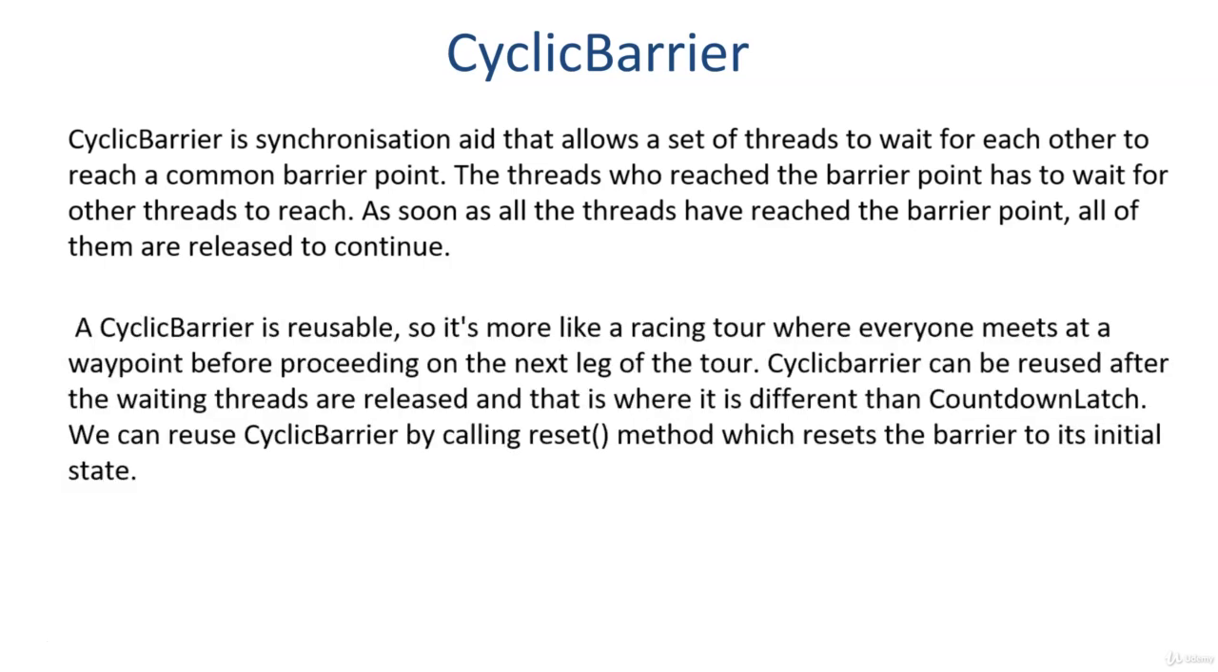A cyclic barrier is reusable, so it's more like a racing tour where everyone meets at a waypoint before proceeding on to the next leg of the tour. Cyclic barrier can be reused after the waiting threads are released, and that is where it is different from countdown latch. We can reuse cyclic barrier by calling the reset method, which resets the barrier to its initial state.